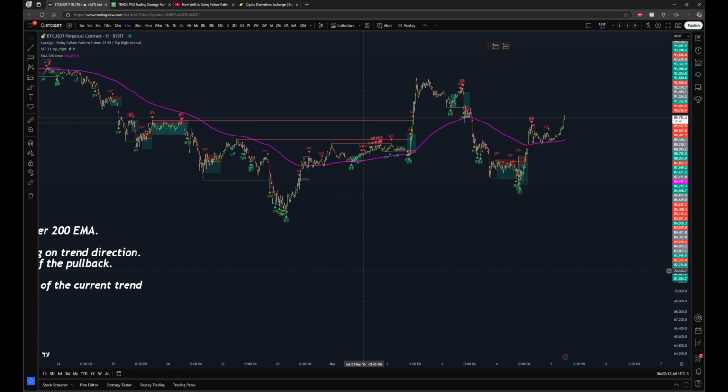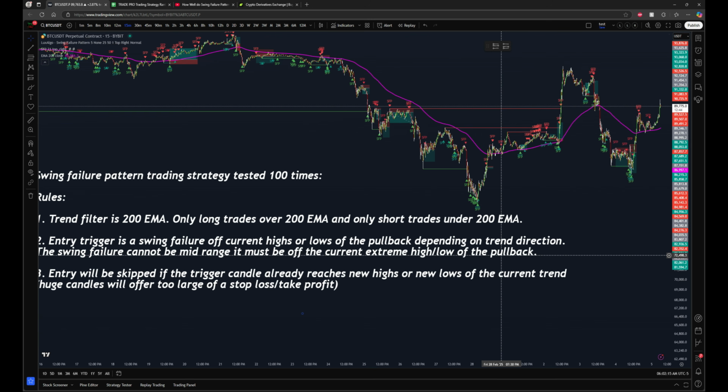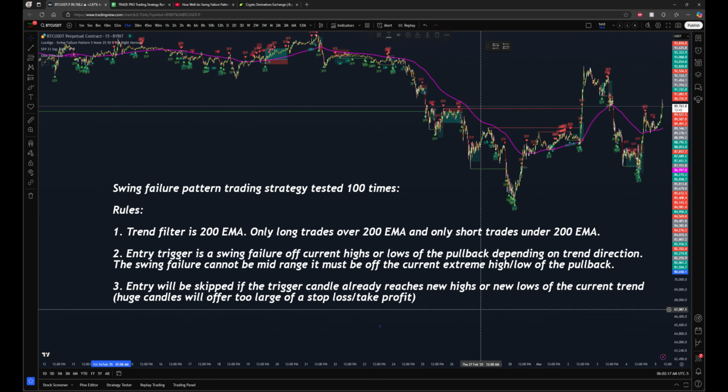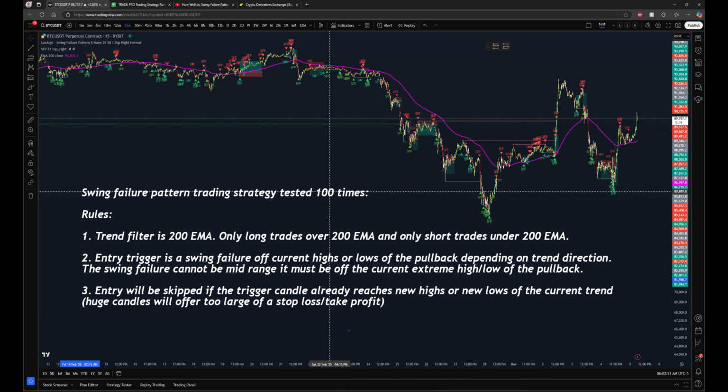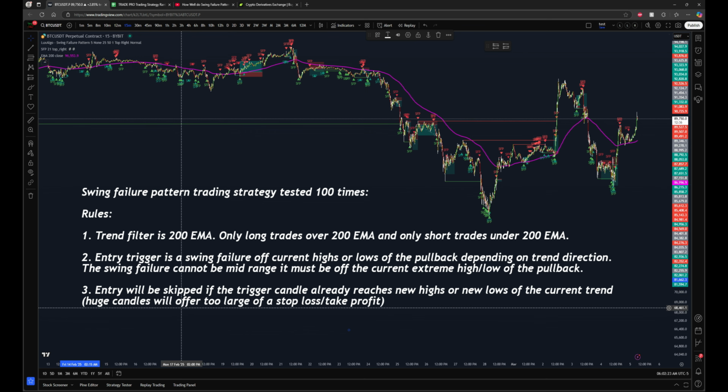We only want to enter where we have a good tight stop loss and a decent risk to reward ratio that's reasonably likely to be hit. So if we get a huge stop loss and a huge, far away take profit target, we're just not going to be taking candles like that for entry triggers.